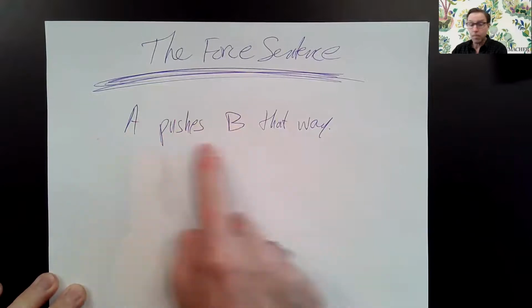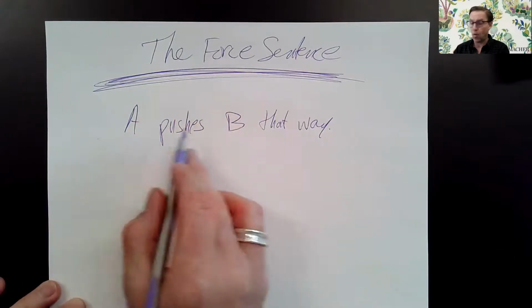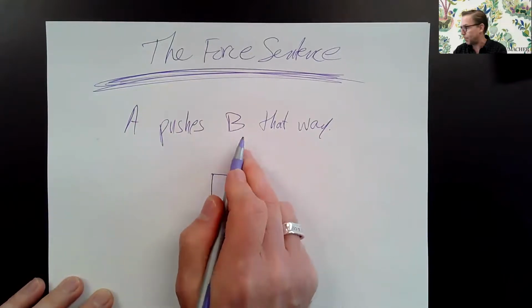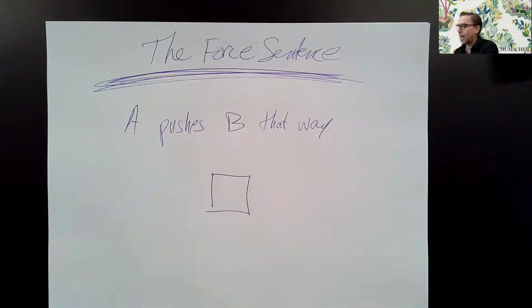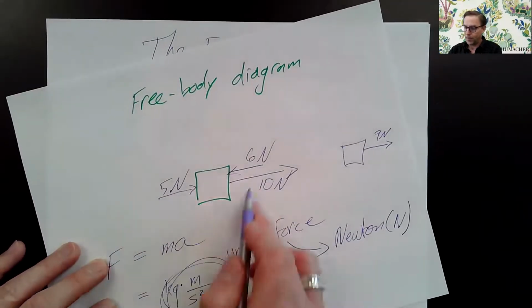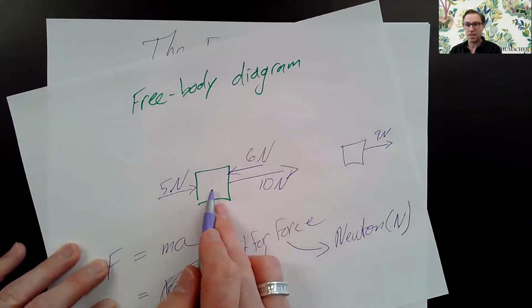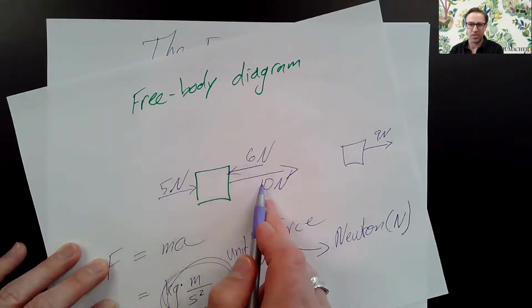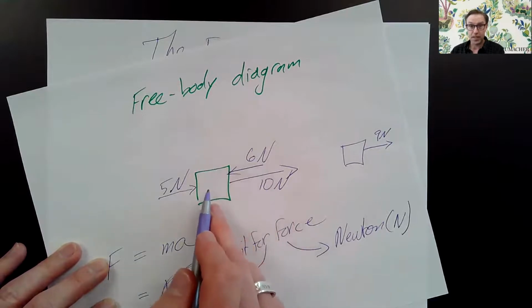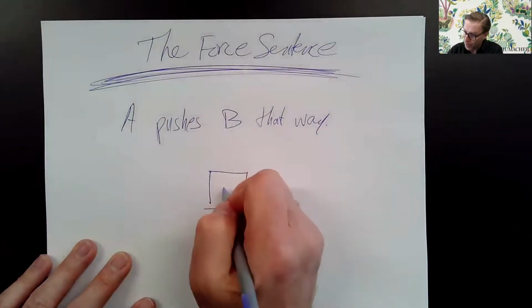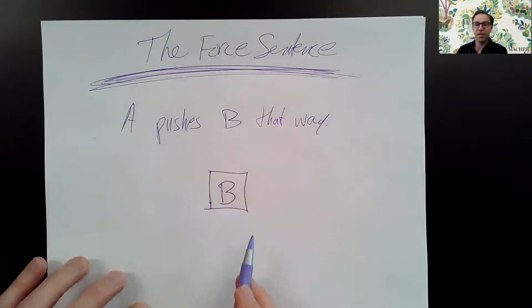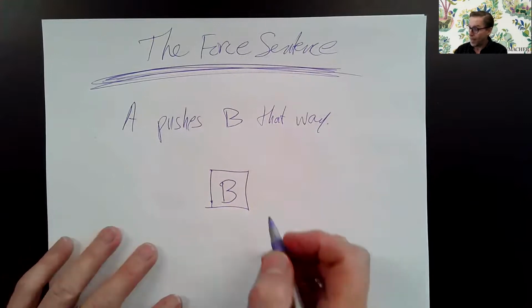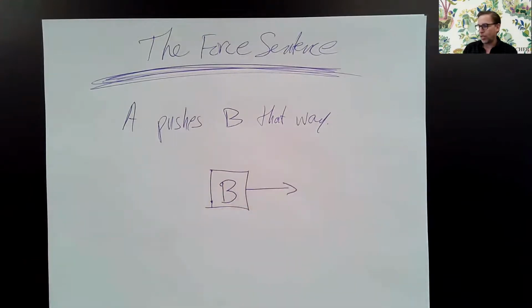Now, what is more important here, A or B? B is more important. This sentence is about B getting pushed. So my free body diagram here, is this A? No, there's three different A's here, A1, A2, and A3 doing the pushing. We don't even draw them. This is B getting pushed. So I label this B. This is about the pushed, not the pusher. And then I draw this arrow this way just to be fun.